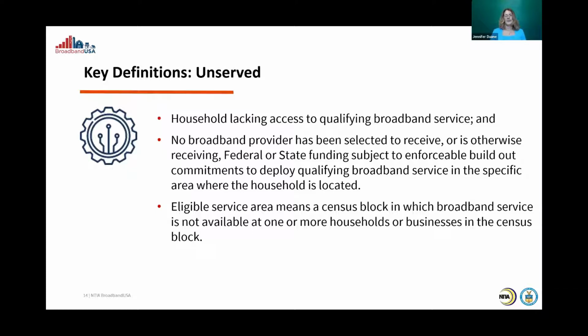And eligible service area has been defined in the Act to mean a census block in which broadband service is not available at one or more households or businesses in the census block. And NTIA will be looking at leveraging the FCC's Form 477 data and our National Broadband Availability Map, NBAM. And the FCC Form 477 data is a data layer in that map. And we will be looking at those tools to determine if the area that an applicant submits for funding meets the definition of eligible service area.